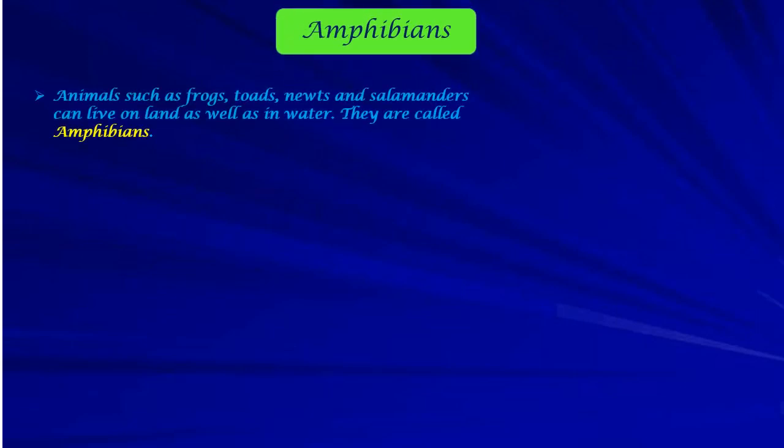Now let us learn about the next category, which is called amphibians. Have you ever heard about this term? If at all, it is very new to you, right? Amphibians. When we get on to the amphibians, animals like frogs, toads, newts, and salamanders can live on land as well as in water. See these features. They can live on the land as well as in water. They are called amphibians.